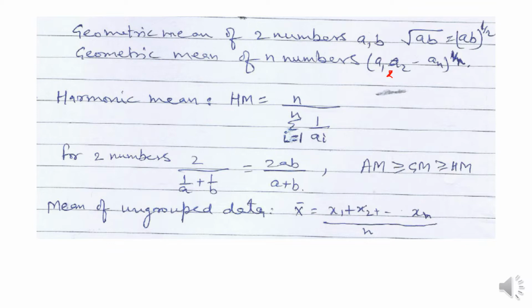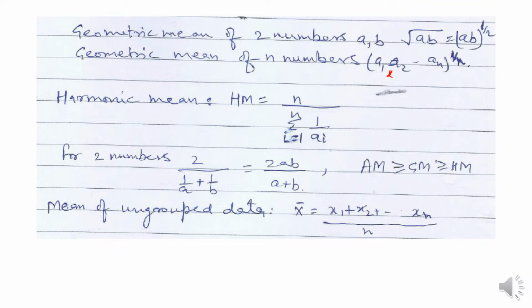Now harmonic mean is n upon sigma i equal to 1 to n of 1 upon ai, means the number of data points is n, upon summation i equal to 1 to n of 1 upon ai, and a1 a2 an are the numbers. And for two numbers a and b, n is equal to 2 here, and sigma 1 upon ai will be 1 upon a plus 1 upon b. So this is 2ab upon a plus b.